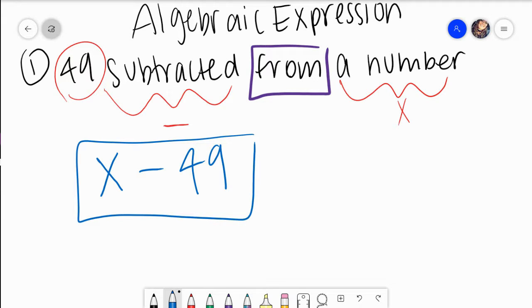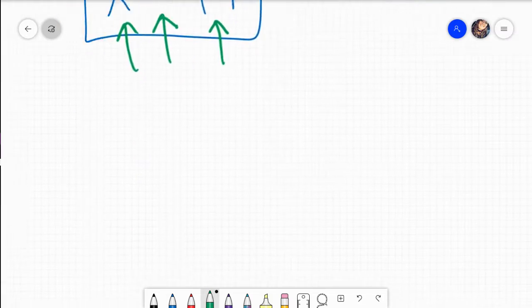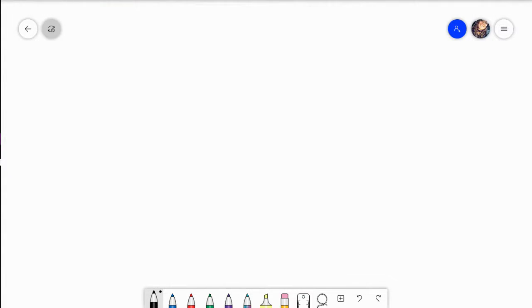I want to do another one just so it makes some sense. So if you see something like that, you're going to write it as x minus 49. This is saying 49 subtracted from a number, okay? Okay, so let's do this one.